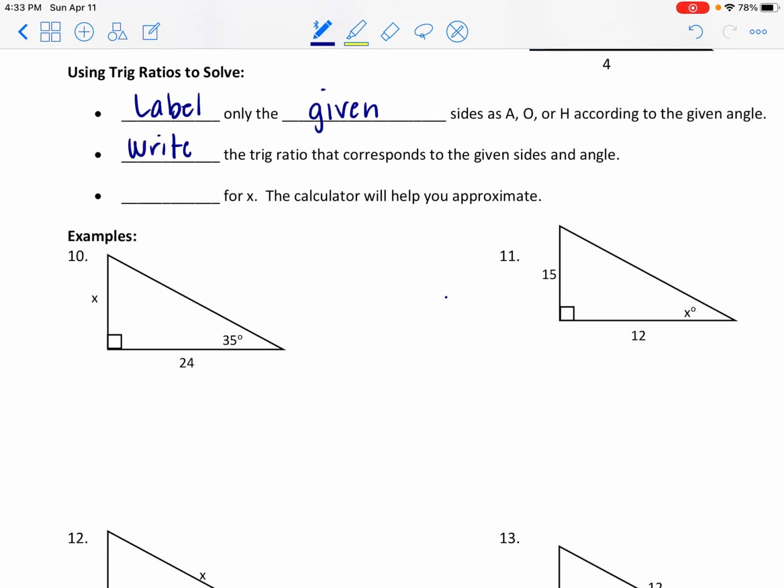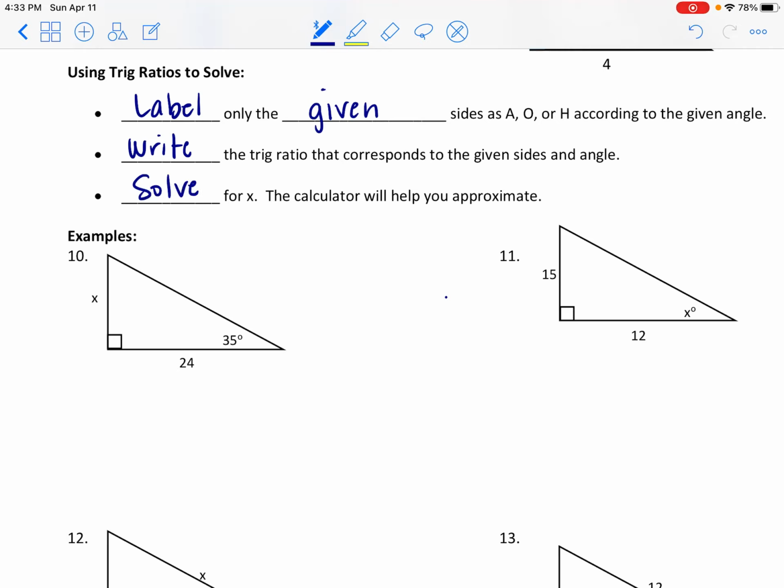So if we're given O and H, they correspond with sine. If we're given A and O, that's adjacent and opposite, they correspond with tangent. Or if we're given A and H, they correspond with cosine. So based on what we're given, we're going to write our trig ratio, and then we'll solve. And the solving part actually is the easy part.